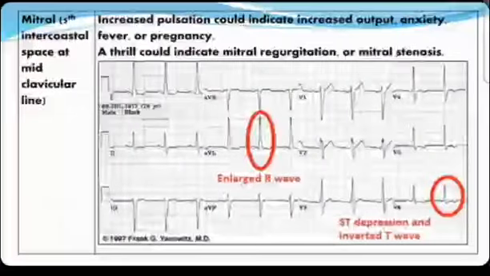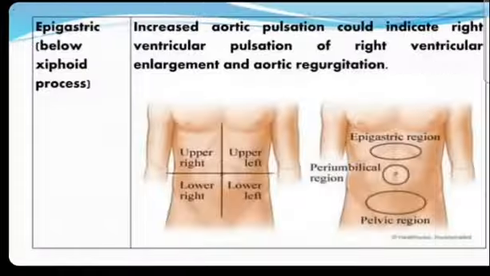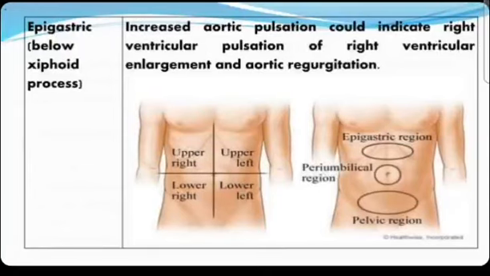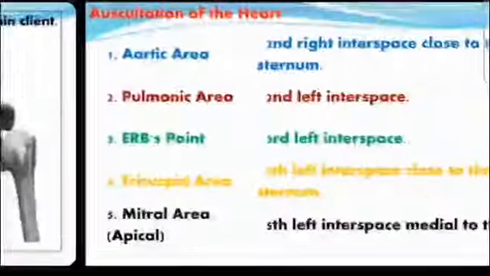Mitral: fifth intercostal space at the mid-clavicular line. Increased pulsation could indicate increased output: anxiety, fever or pregnancy. A thrill could indicate mitral regurgitation or mitral stenosis. Epigastric: below the xiphoid process. Increased aortic pulsation could indicate right ventricular enlargement or aortic regurgitation. Sternoclavicular: top of the sternum at the junction of the clavicles. Pulsation of the aortic arch may be felt in a thin client.